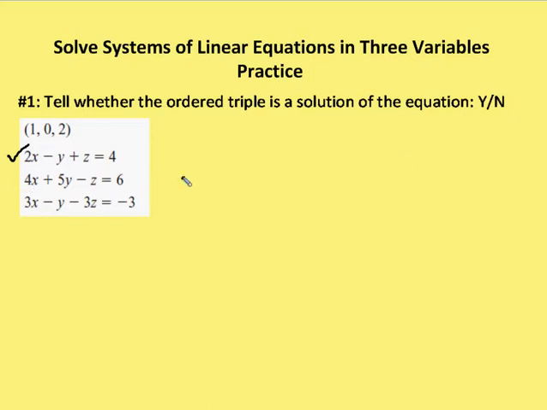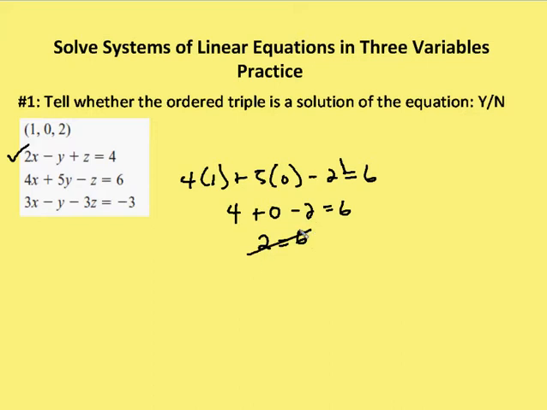Next, equation number 2: I have 4 times 1 plus 5 times 0 minus 2 is equal to 6. So I get 4 plus 0 minus 2 is equal to 6, which gives 2 is equal to 6. That is not a true statement. So if one of the equations does not hold true, then the ordered triple is not a solution of the system, so I would say no.